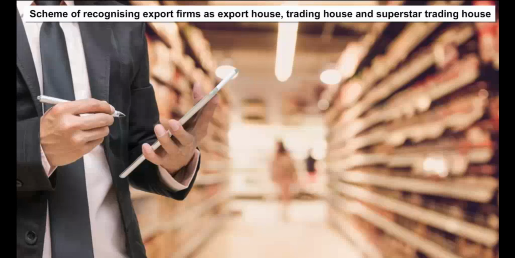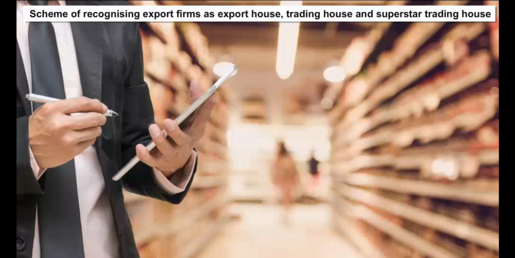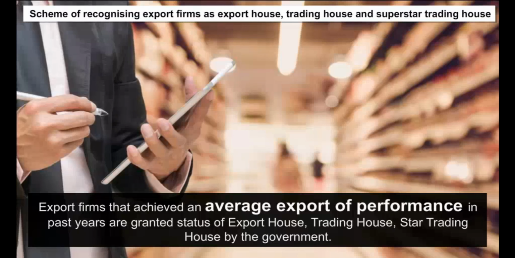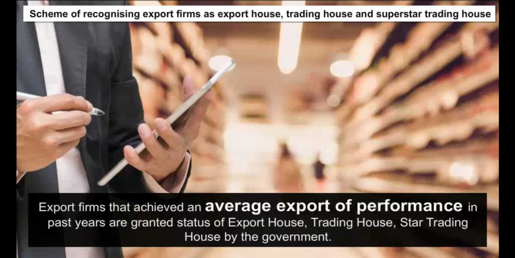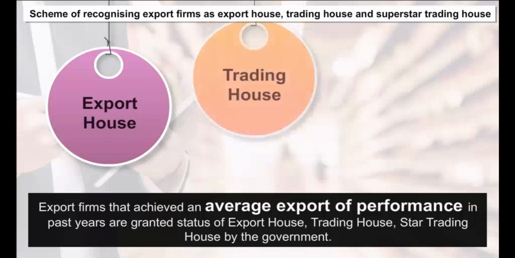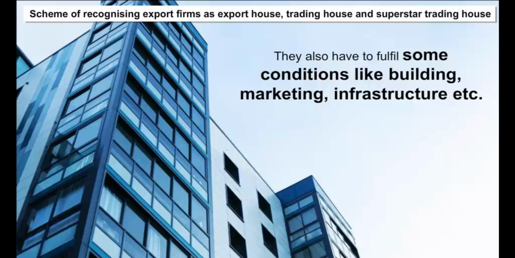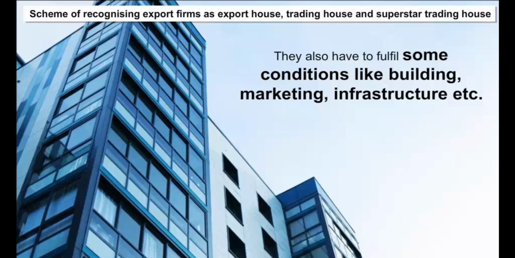Scheme of recognizing export firms as export house, trading house and superstar trading house. Export firms that achieved an average export performance in past years are granted the status of export house, trading house, star trading house by the government. They also have to fulfill some conditions like building marketing infrastructure, etc.